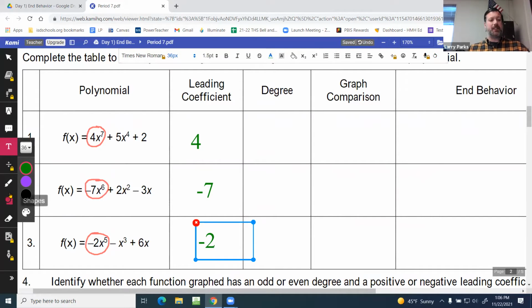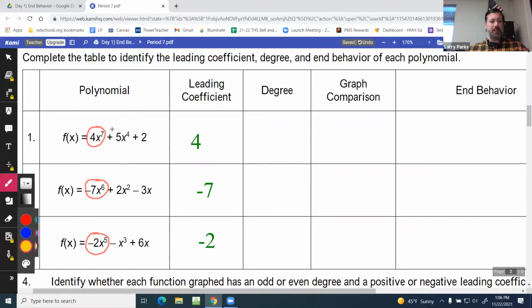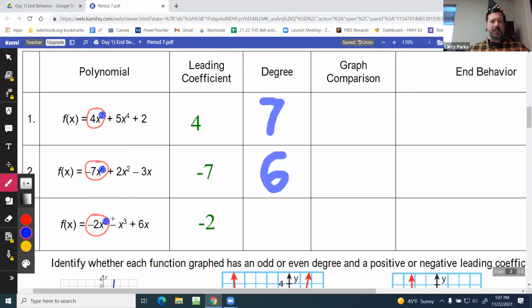Now what's the degree? The degree is the exponent. So 7. So here I'd say 7. That's the exponent, so I write 7. What's the exponent? 6. What's the exponent? 5.